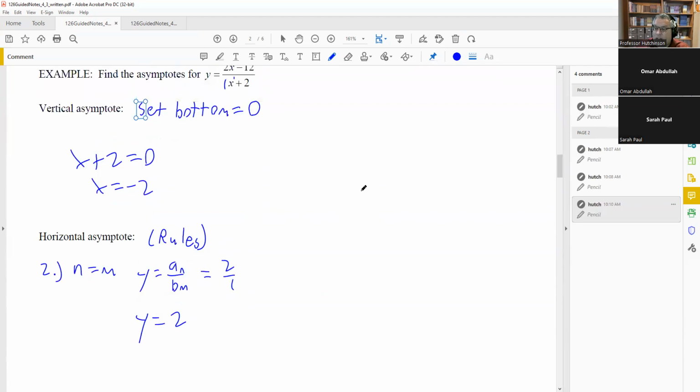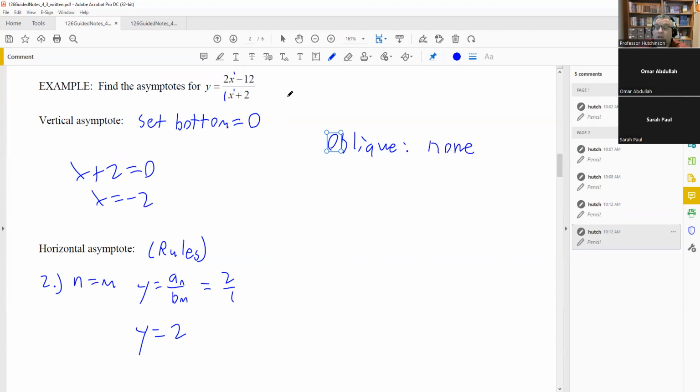Now, some of these questions in the homework may ask for a vertical asymptote, a horizontal asymptote, and then an oblique asymptote. In this case, what you would put is none. There's no oblique asymptote.